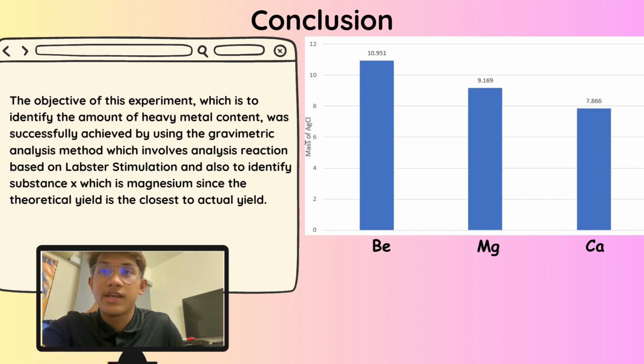So for BeCl2, the calculated precipitate is 10.951 gram. For MgCl2, the calculated precipitate is 9.169 gram. For CaCl2, the calculated precipitate is 7.866.